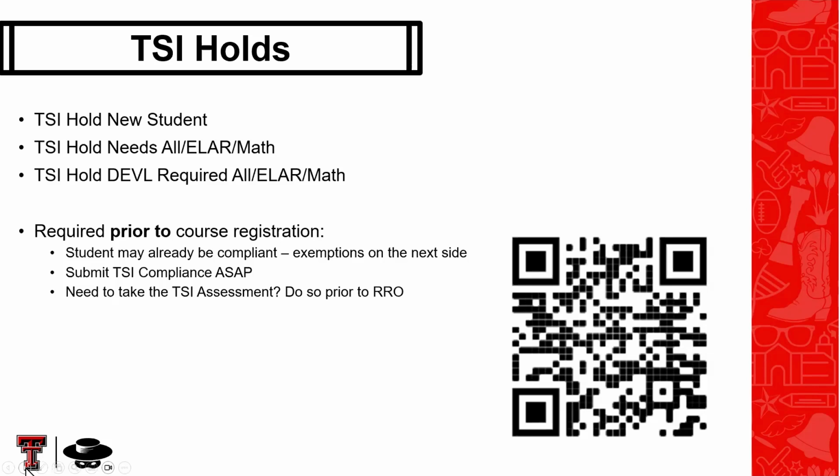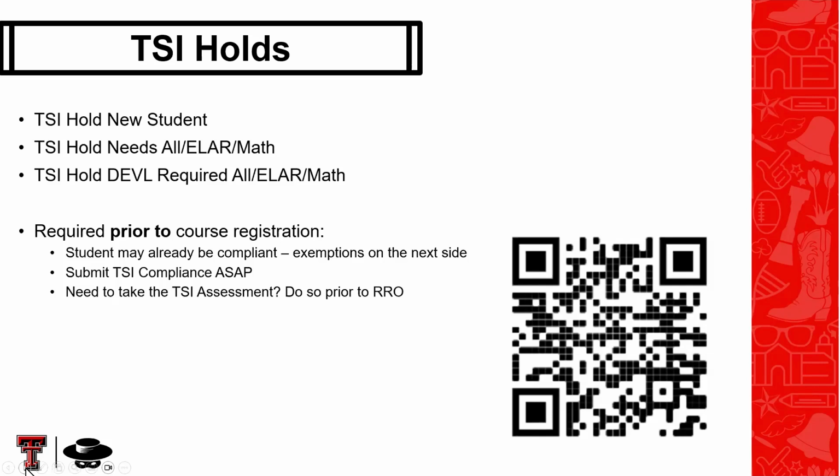Now, if the student has tested and they are just below the state requirement for the TSI assessment, that's fine. We'll change that hold to development required in whatever section they didn't pass. So if it was all sections, again, that's reading, writing, and math, we'll put required all, or we'll do ELAR or math, depending on that student's situation. So this is required prior to course registration.